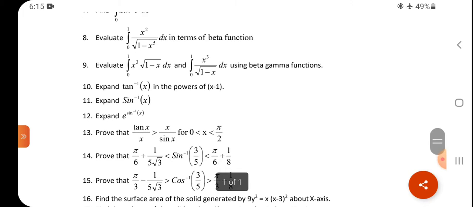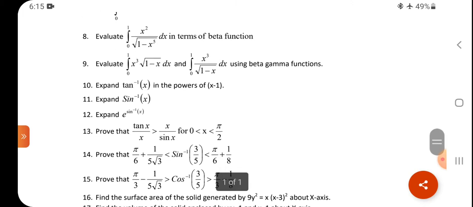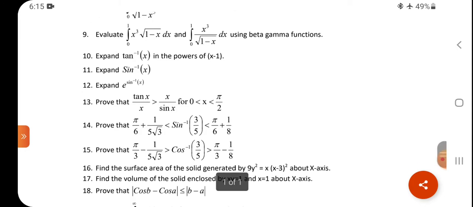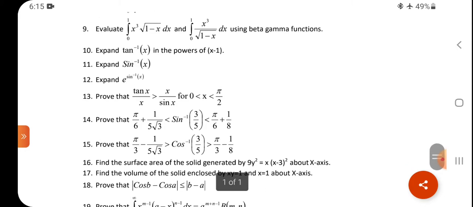10th one, you are expanding tan inverse of x in the powers of x minus 1. So a point is given, you are indirectly using Taylor series. 11th, expand sine inverse of x, no point is there, Maclaurin's. 12th, expand e power sine inverse of x, no point is given, Maclaurin's.